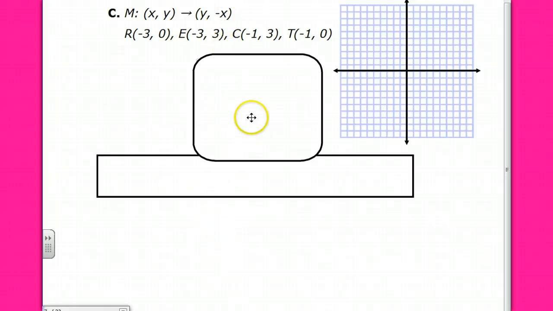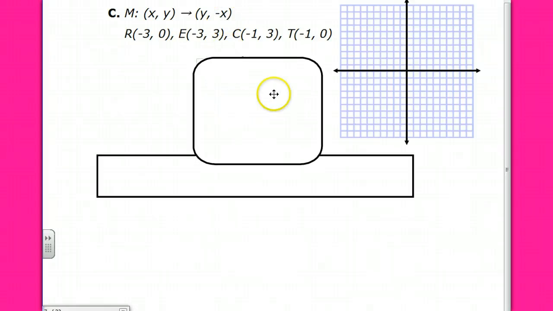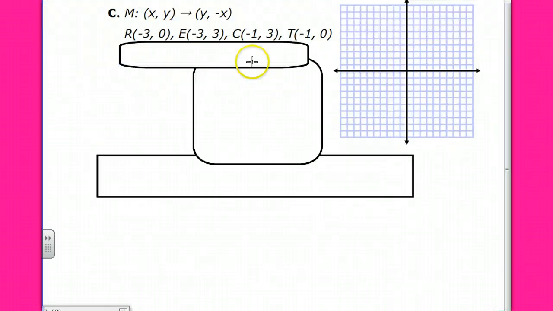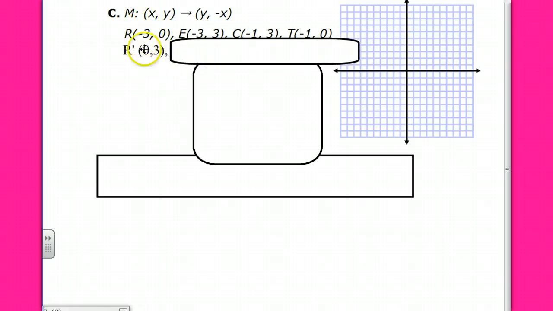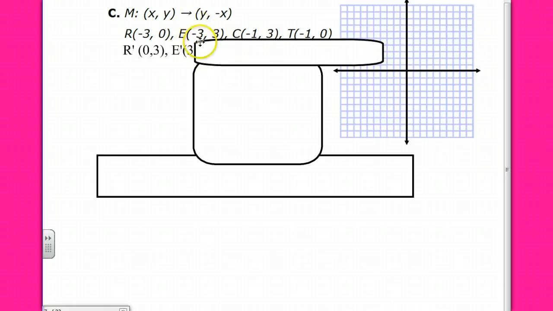So go ahead and pause the video and perform this math, and then we'll come back and use this graph to graph what you have, and we'll check it out. Make sure that you've tried it yourself before you check your work. In R prime, now we're going to switch x and y to the opposite locations, and then take the opposite of x, right? So 0 comes here, and we take the opposite of -3 in the y position. Same is true here. We're going to bring the 3 to the x position, and now take the opposite of -3, and so on.